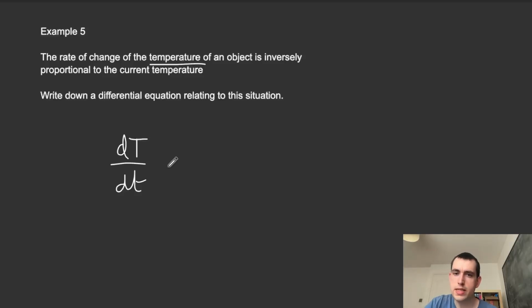You have to think all the way back to GCSE now. What does it mean to be inversely proportional? You must remember that means it's k over something, where that something is going to be a variable. What's it inversely proportional to? It says there the current temperature. And what letter did we decide was temperature? We said capital T. So this time dT dt is equal to k over T.